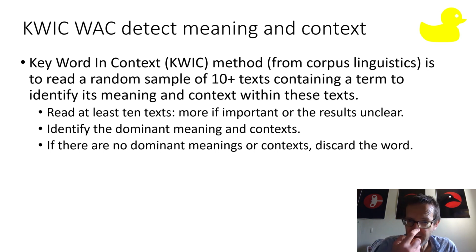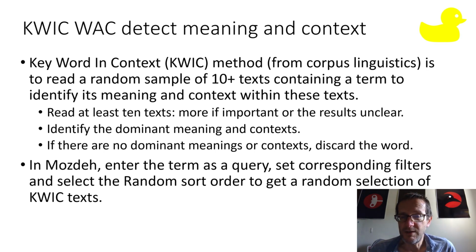You might want to read more than 10 texts if it's a particularly important study, or if the results are unclear from 10 texts. So start with 10 and then add more if it's a more important word, or the results of the first 10 texts don't really give you a good idea. Identify the dominant meaning and context. In some cases you might find there isn't a single dominant meaning or context, so you can discard the word essentially. You would classify it as a multiple meanings word. I often just have the code "multiple" for words that don't really have a single meaning or context.